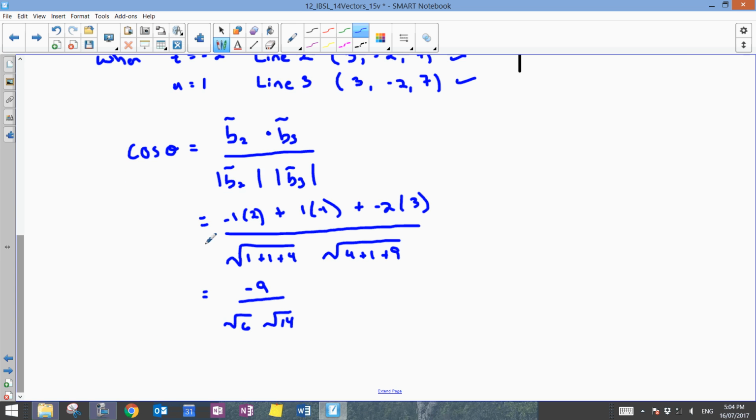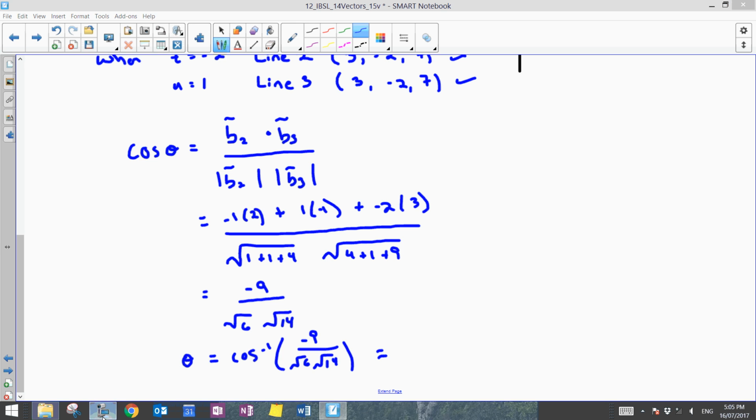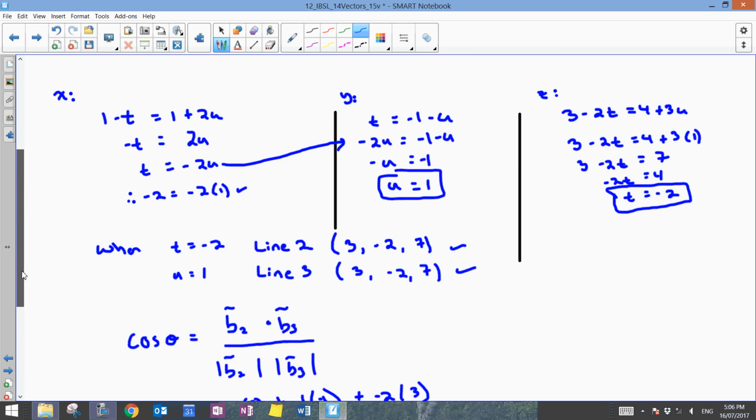All right, and again, if we do inverse cosine, so that we want to find our theta, so inverse cosine of negative 9 over the square root of 6 by the square root of 14, and we should wind up getting about 10.9 degrees. All right, so 10.9 degrees or 169 degrees.